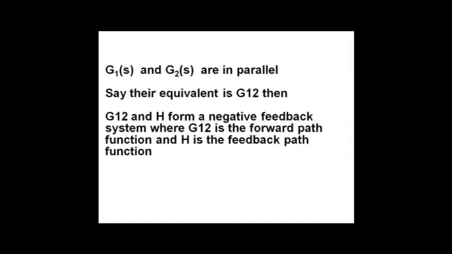Pay attention to the block diagram. We notice that G1 and G2 are in parallel. Let us say the equivalent of the two parallel transfer functions is G12. Then G12 and H together form a negative feedback system where G12 is the forward path function and H is the feedback path function.